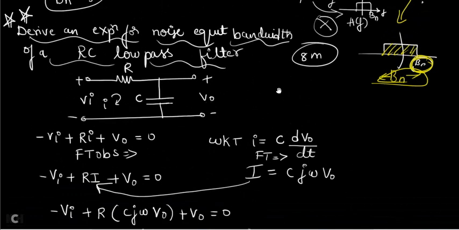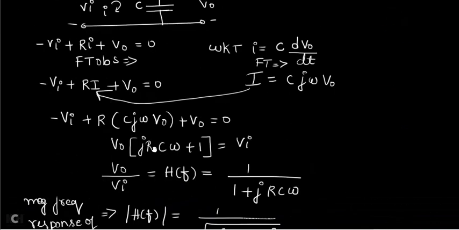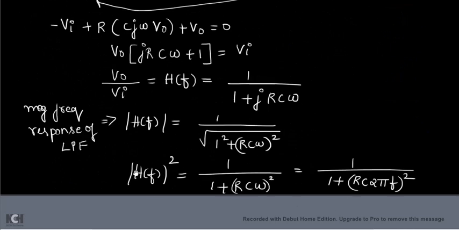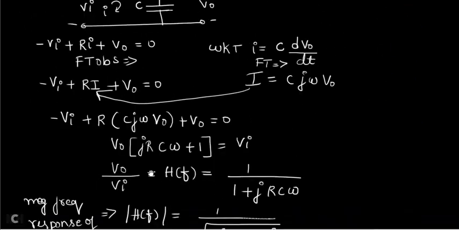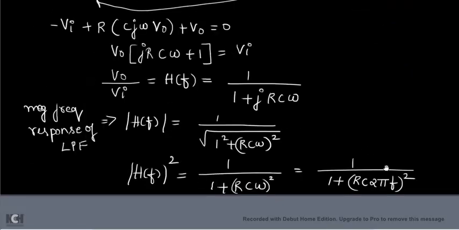Finally we should find out the expression for BN, noise bandwidth for the low pass filter. So first we have to derive and keep this transfer function of your RC low pass filter. That is what I have done here. You call this equation number 1. Modulus H of f whole square, you call it equation 1. Now what is the next step you need to do?